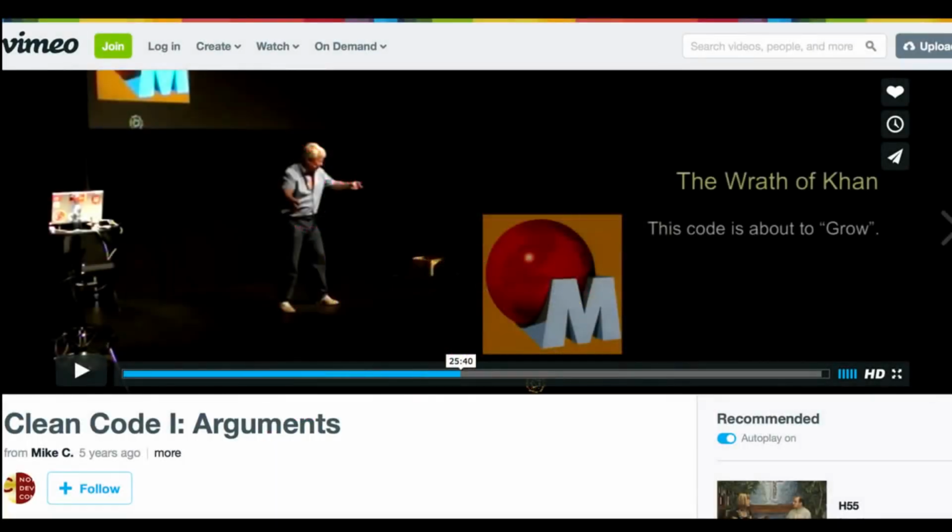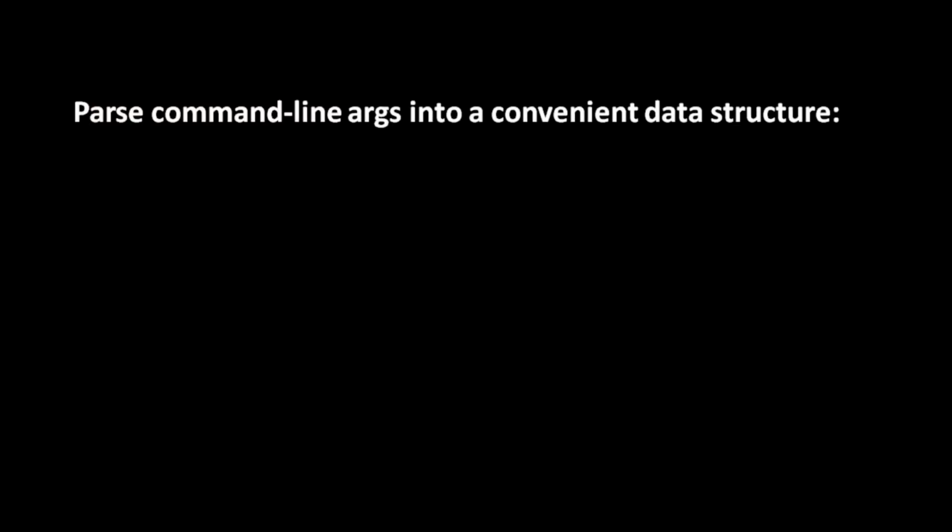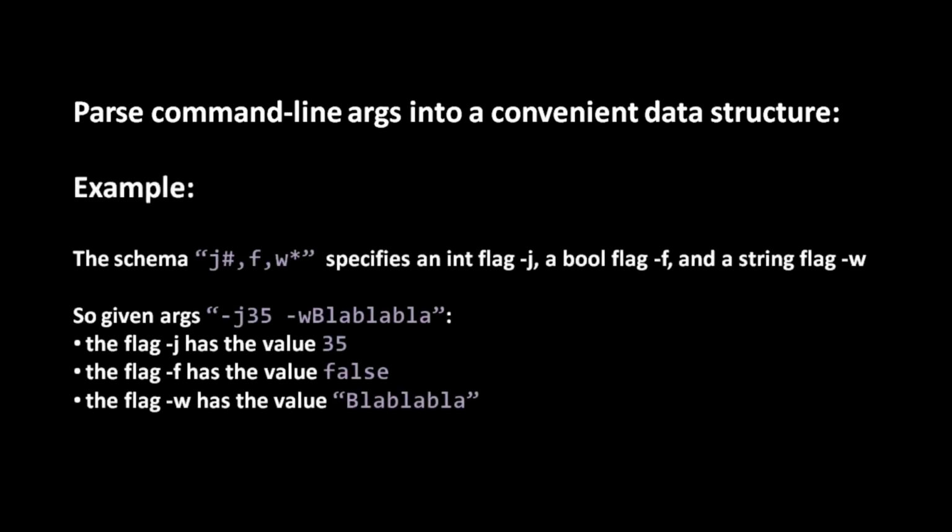The last example is from a talk by Robert C. Martin, aka Uncle Bob, who is probably the preeminent object-oriented guru. In this talk, he presents a program that parses command line arguments into a more convenient data structure, such that you can query, say, what is the value of the flag that starts with -b or -c, some character. And these arguments are specified with a schema string in this format here.